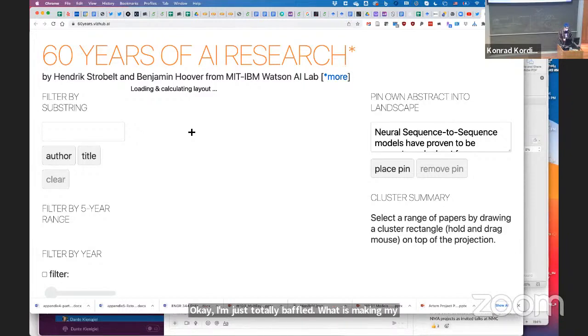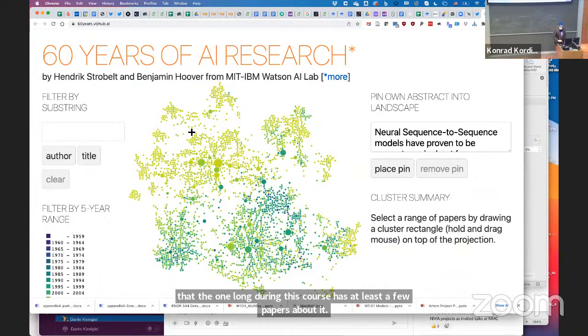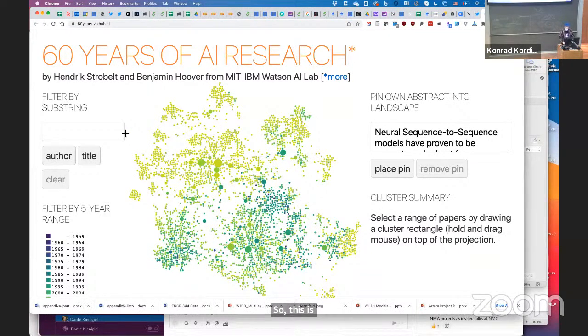I did plug in a few of the USB things here. Good. Now, this is all of the heavily cited NLP papers over 60 years. Everything that you will learn during this course has at least a few papers about it. So this is the gestalt of the space that you're entering, and I want to give you an idea of what that gestalt is.